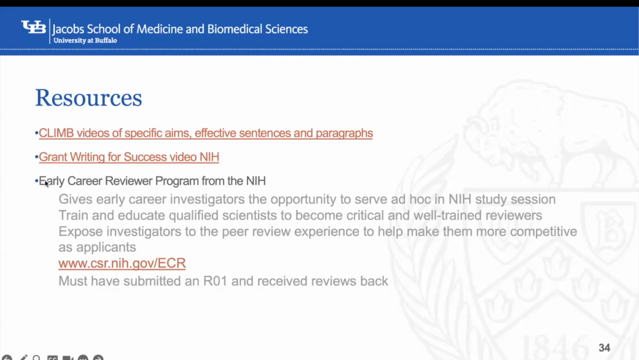For you out there in the audience that are early stage reviewers, early career faculty, the NIH has an early career reviewer program. Once you've written an R01 or a major grant and gotten the reviews back, you can apply for this program. And what it does is that it invites new career investigators to be reviewers in an NIH study session. This is very useful.